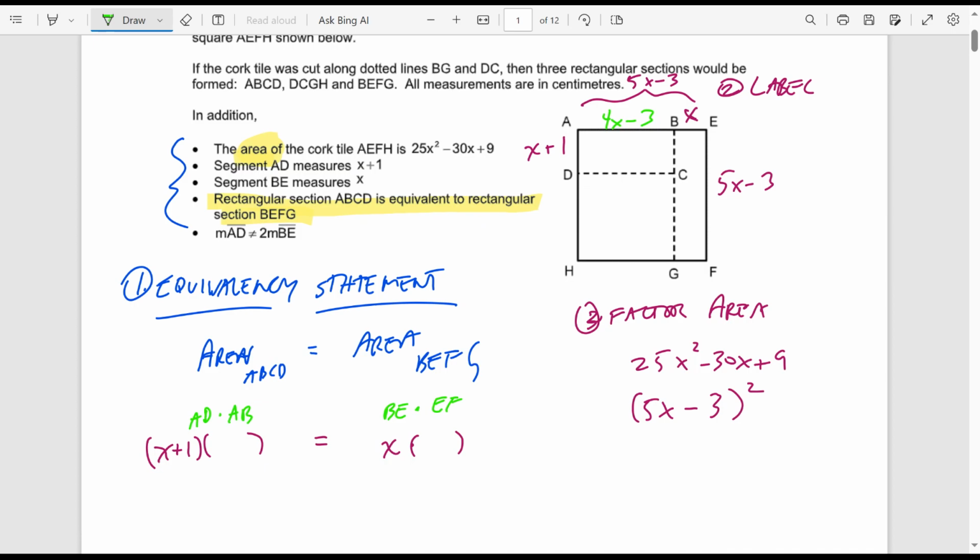I labeled it anyway. I wanted to, when I first did it, to find the segment DH. There's nothing wrong with wanting to label everything. Love it. Shows you know what's going on.